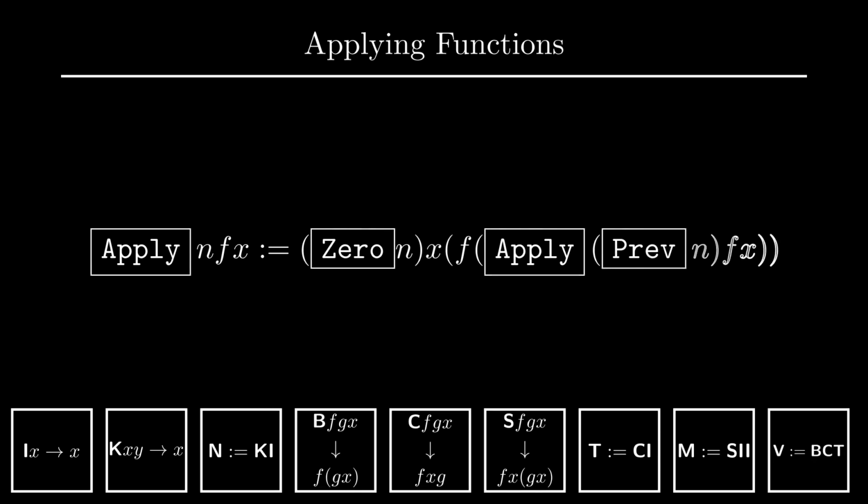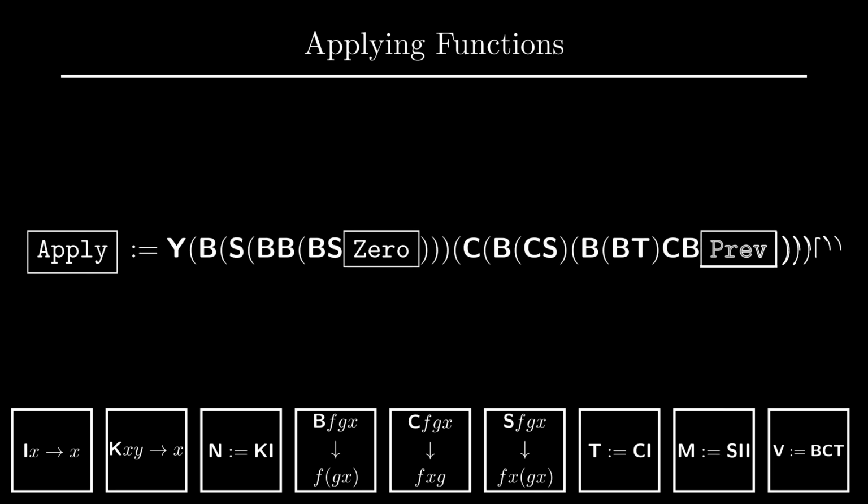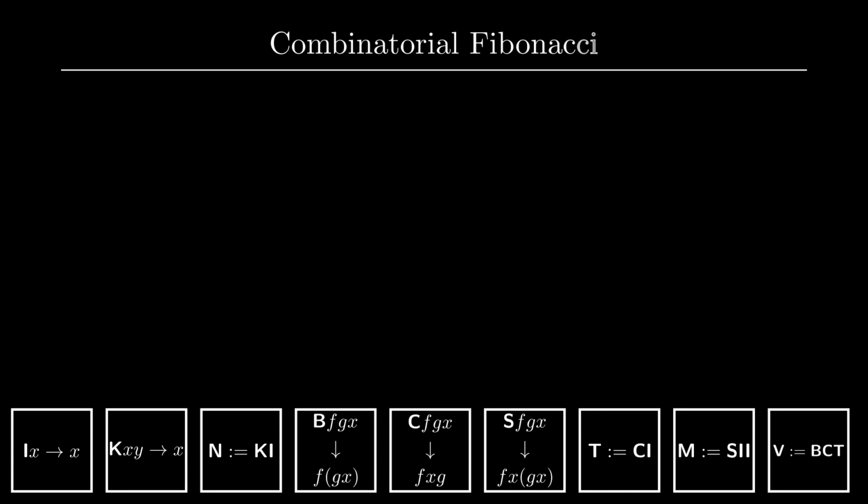We can read this as: if n is 0, then output x, else output f of the output of apply (n minus 1) f x. Since this function refers to itself, its conversion to combinatory logic will involve the Y combinator. Brace yourselves. It's a very complicated behavior, so it's a very complicated expression with combinators. But now we have everything in place to write our Fibonacci program.